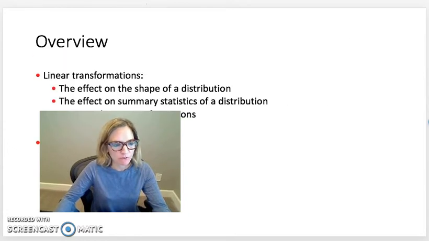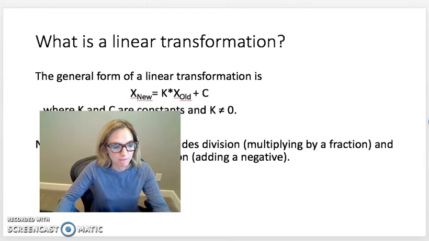To give you an overview of the chapter, basically the concepts I thought were important were the linear transformations and the nonlinear transformations, how they affect the shape of the distribution and summary statistics, and also common transformations being the z-scores for the linear transformation case and the square root and logarithm functions for the nonlinear transformation case.